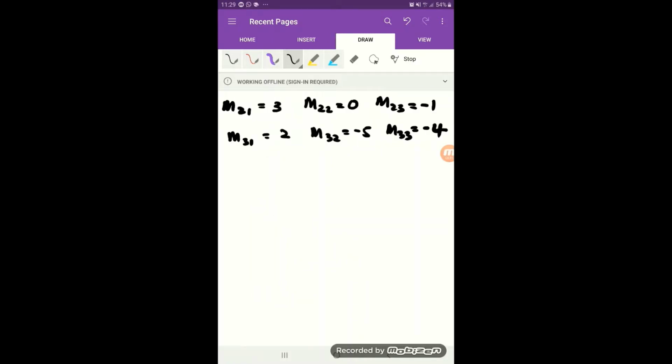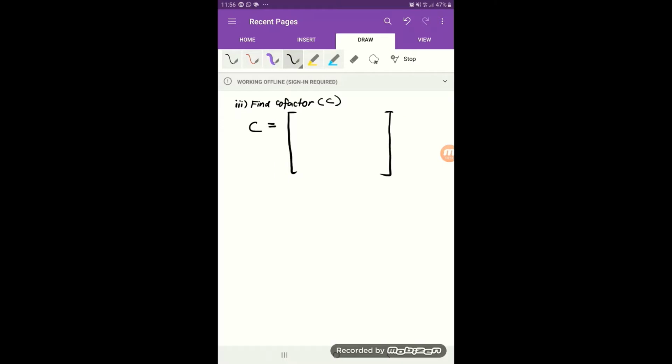Continue to the next row. M21, we will find the value is 3. M22, the value is 0. M23, the value is negative 1. M31, the value is 2. M32, the value is negative 5. And M33, the value is negative 4.